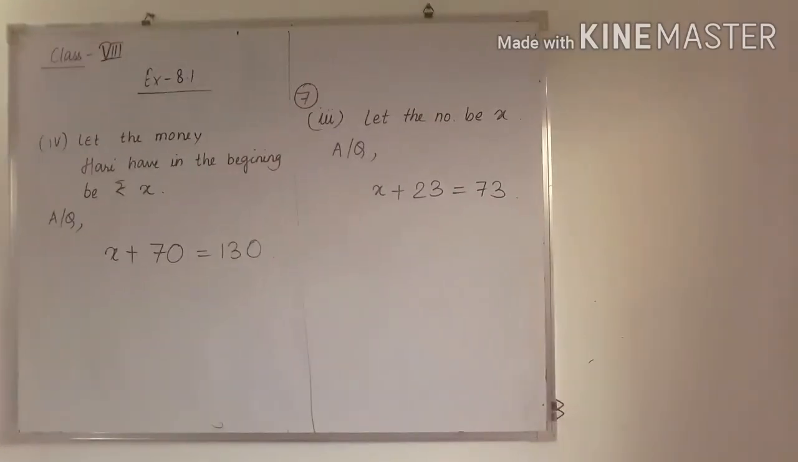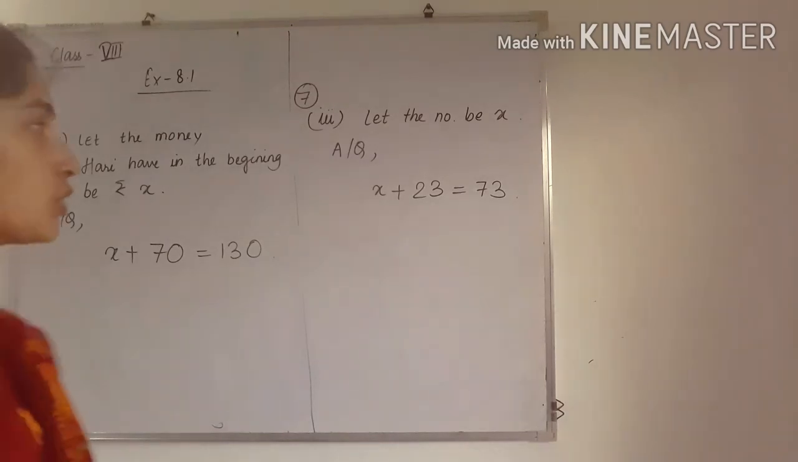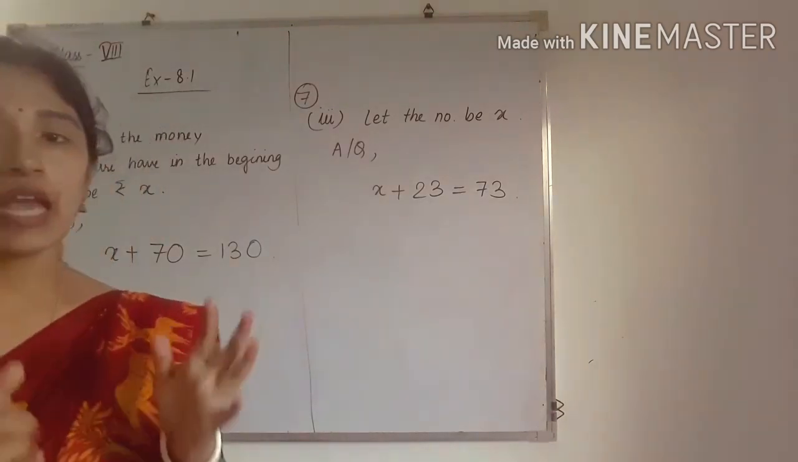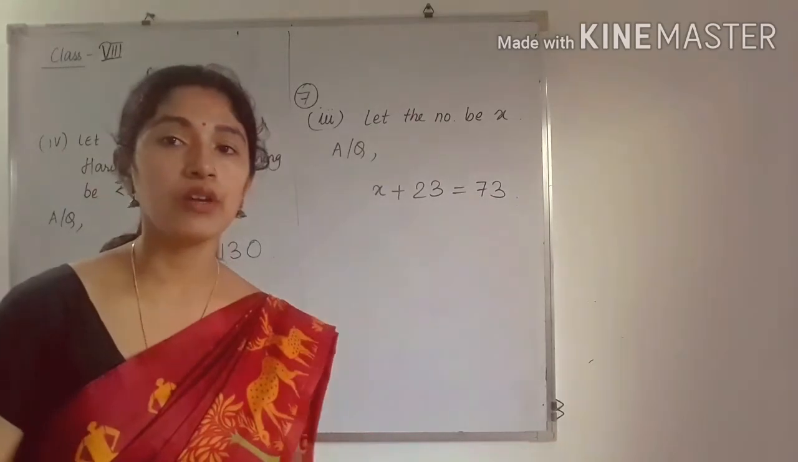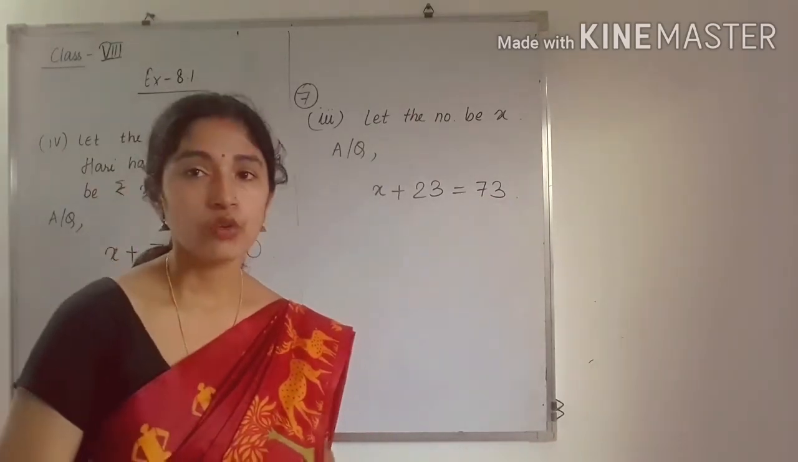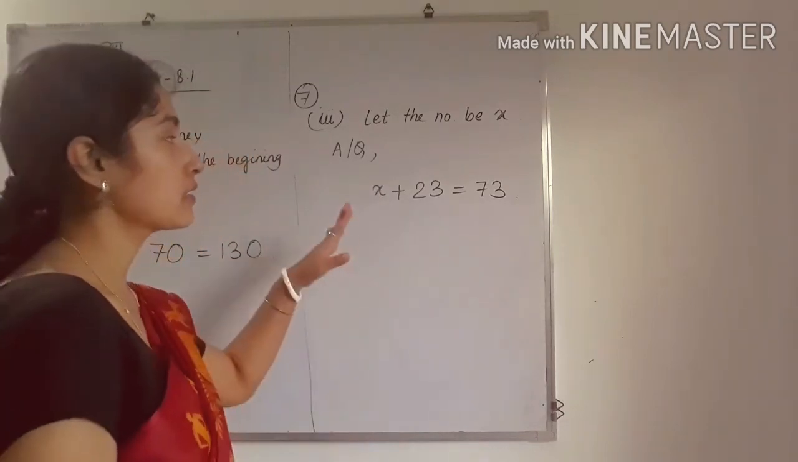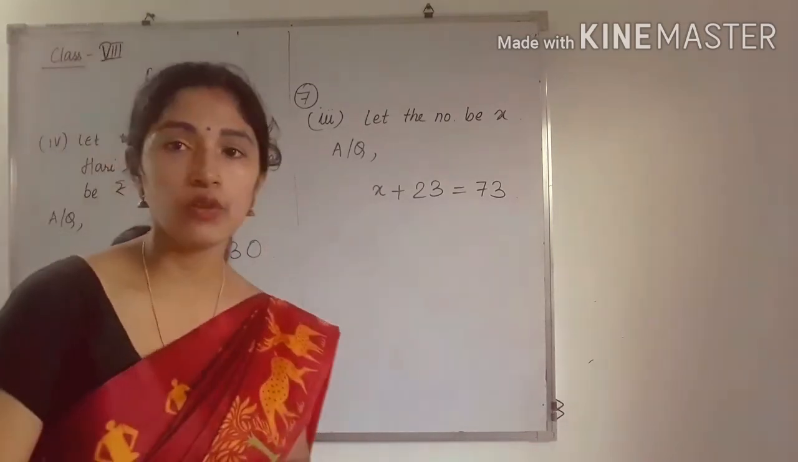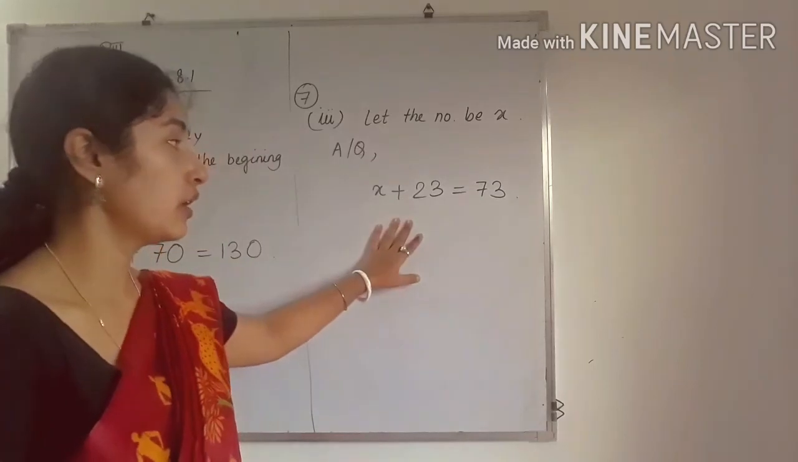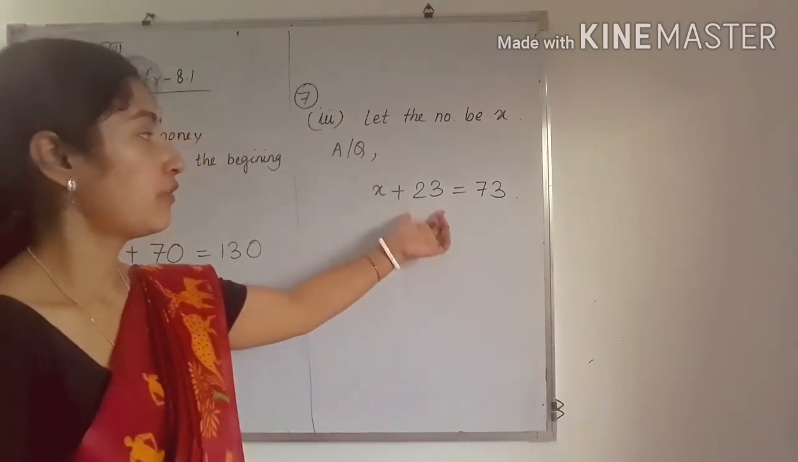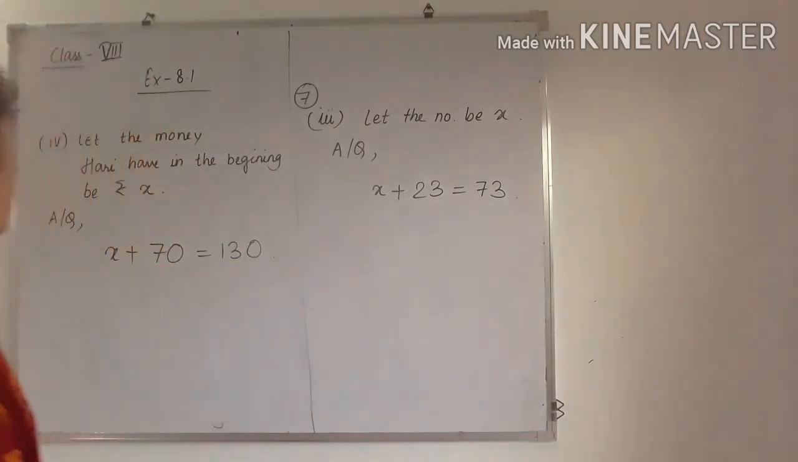Next is number 7, number 3. 1, 2 is very simple, so I am doing number 3 and 4. So in number 3 it is written 73 exceeds a number by 23. That means when we add 23 to a number, we will get 73. So what that number will be? So you have to take that number as x. So when we add 23 to it, we will get 73. So this is the equation. Rest you have to solve after transposing 23 to that side. Okay. Next is number 4.